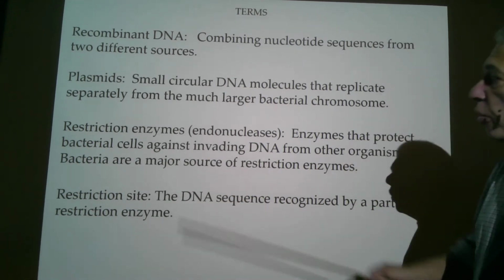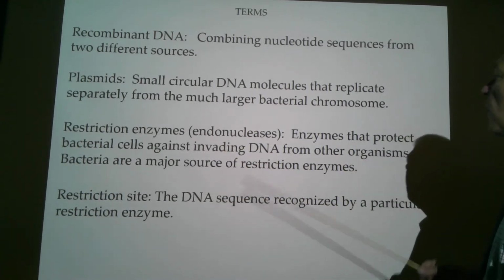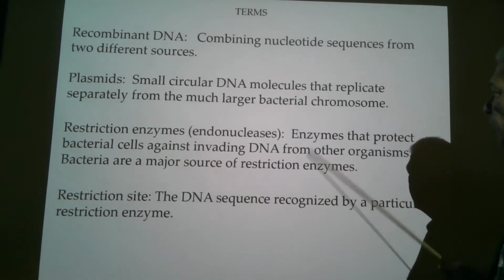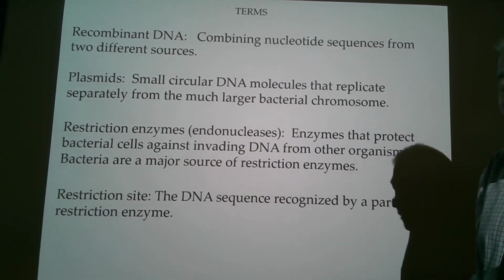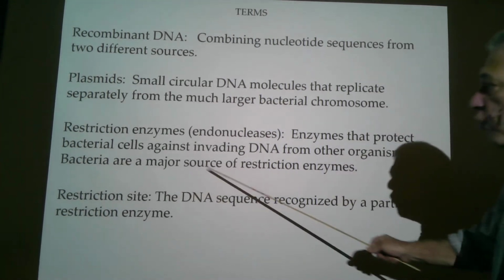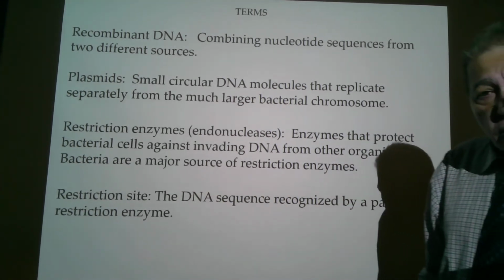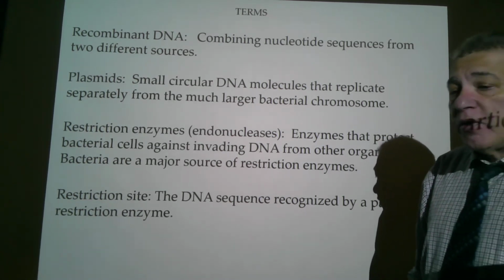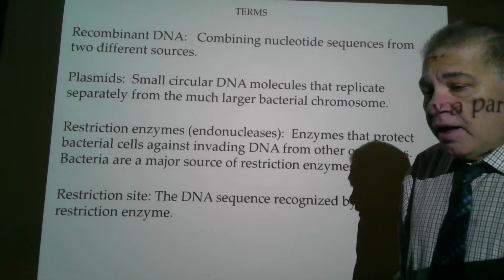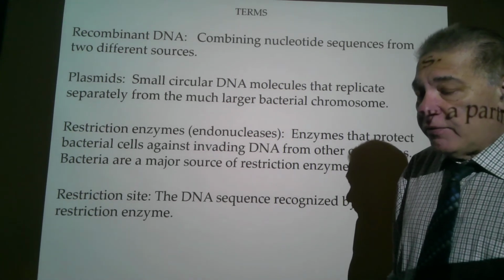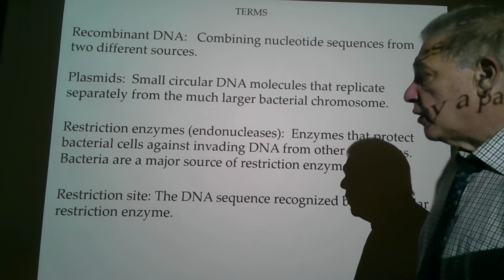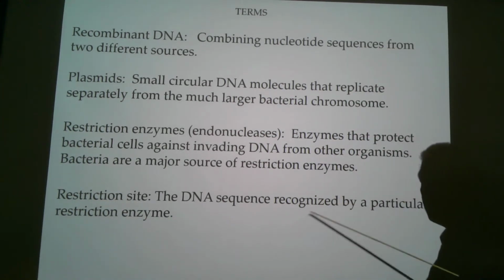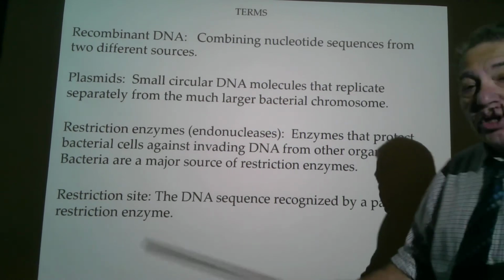Restriction enzymes, or restriction endonucleases, are enzymes that protect bacterial cells against invading DNA from other organisms. I explained that. Bacteria are a major source of restriction enzymes, and you should understand that by now as well. They make a lot of different types of restriction enzymes that cut various types of DNA, and all of that DNA is from invading organisms. And the restriction site is the DNA sequence that is recognized by a particular restriction enzyme.